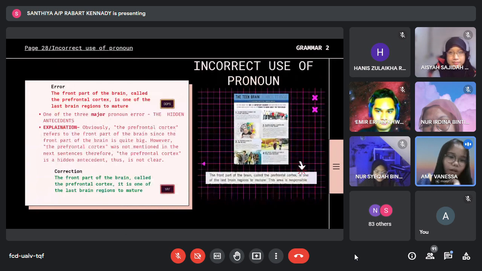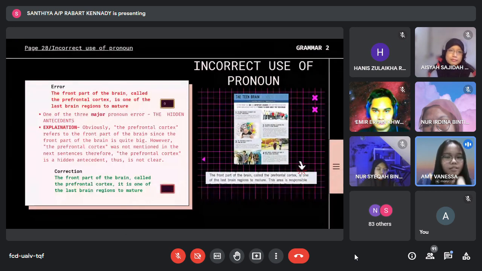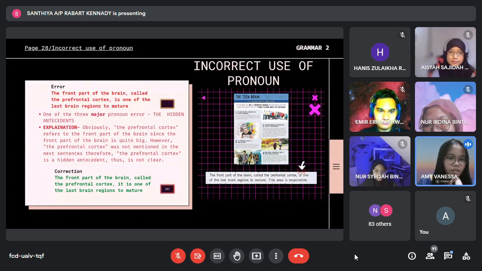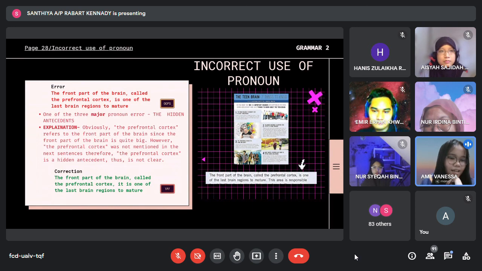This is one of the major pronoun errors, which is the hidden antecedent. The faulty pronoun reference error occurs when the pronoun's antecedent functions as an adjective rather than a noun. In such cases, the true antecedent is hidden or obscured from the reader because it has been subordinated to another noun. For example, the front part of the brain is called the prefrontal cortex. It is one of the last brain regions to mature.